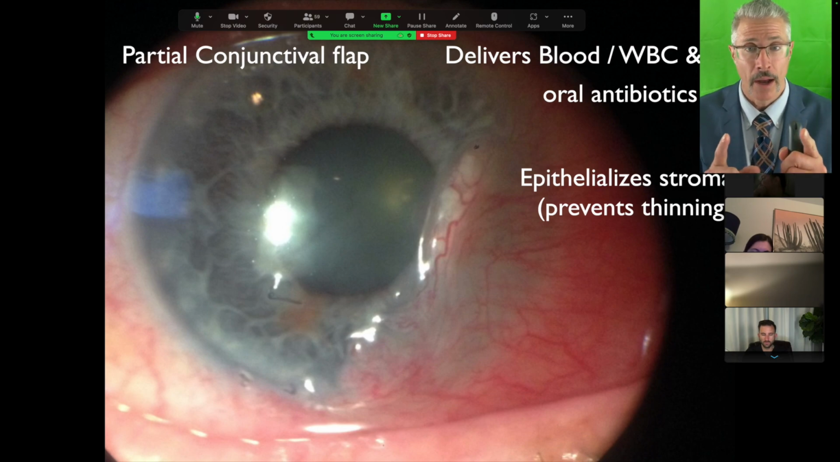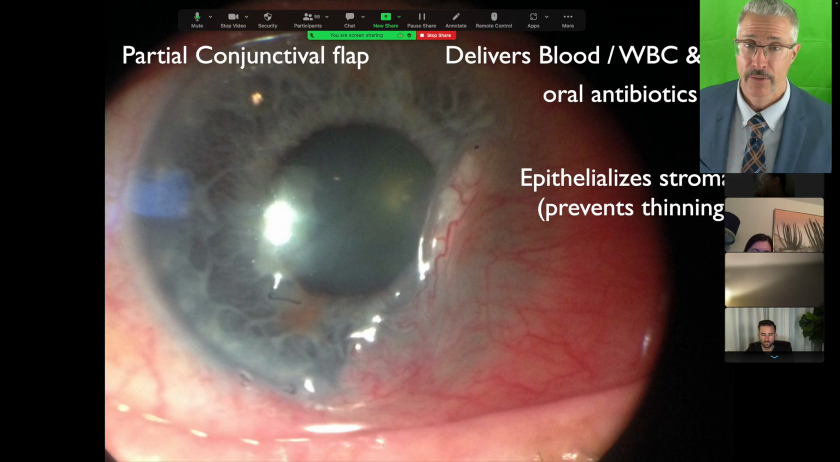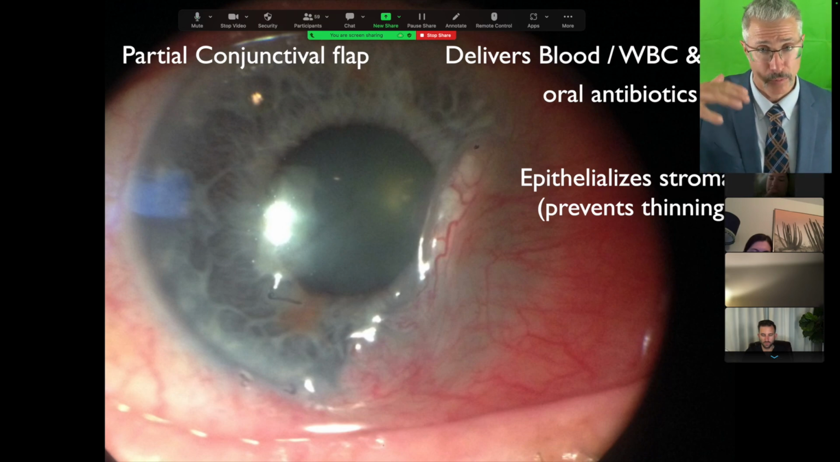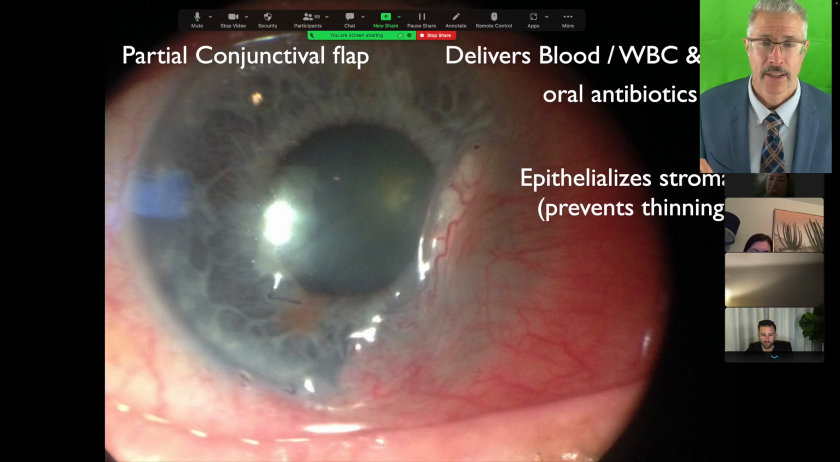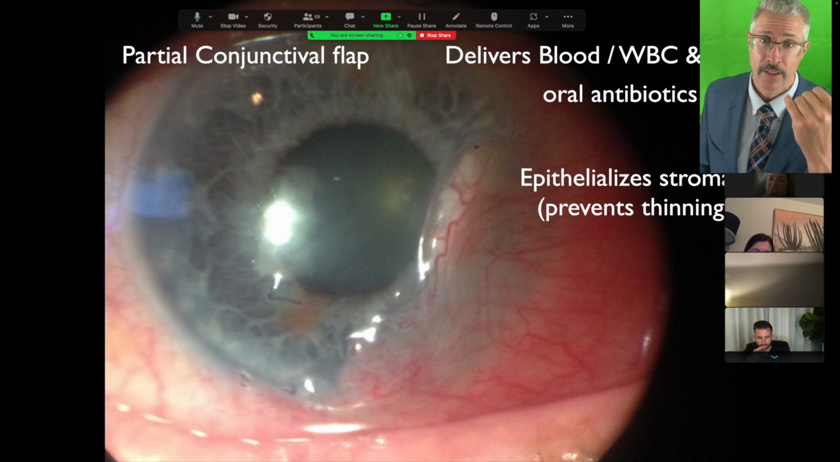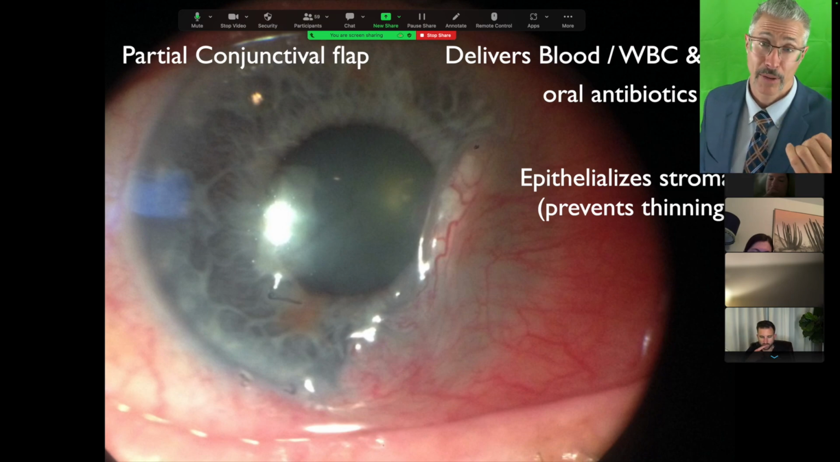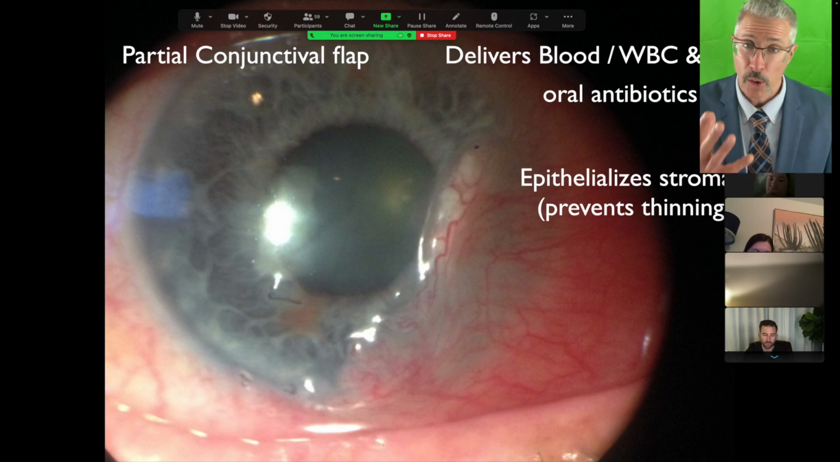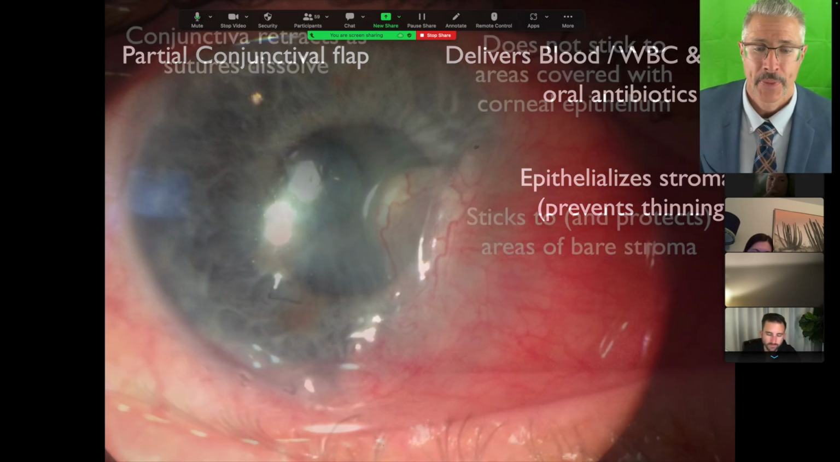But meanwhile, while these flaps are over top of the infectious area, one, they provide an epithelial protective layer to block further collagenolysis. Two, they provide blood flow, which gives you white blood cells to help kill infection, as well as any oral antibiotic is now delivered. So you can just take oral medicine for the cornea.